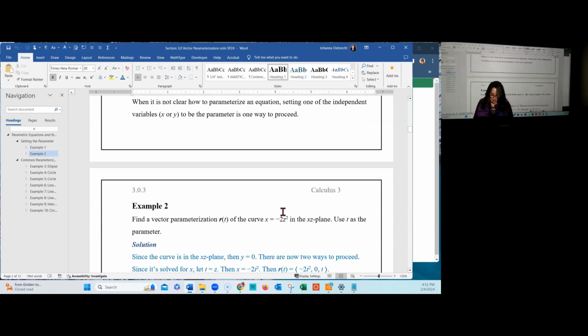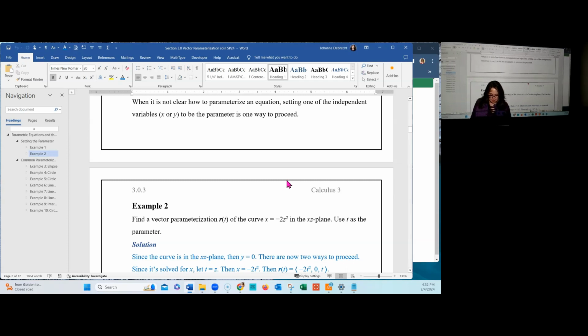If it's not clear how to parameterize an equation, then this is a good way to parameterize it. Set one of the variables, typically one of the independent variables, here either x or y, to be the parameter. And that's a good way to proceed.